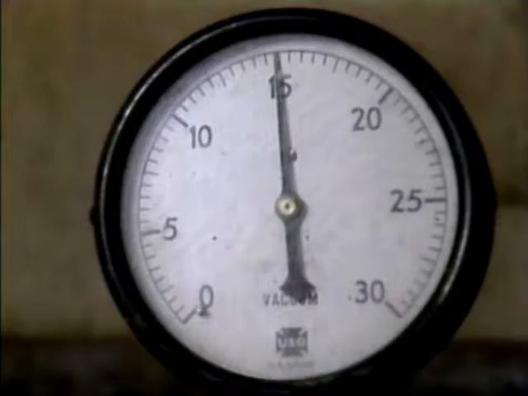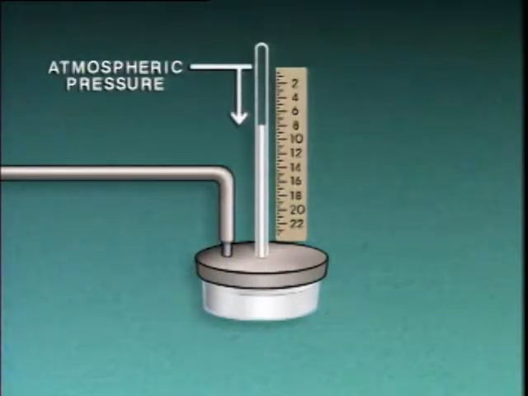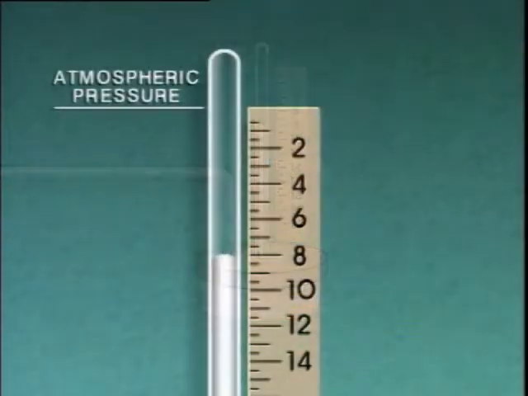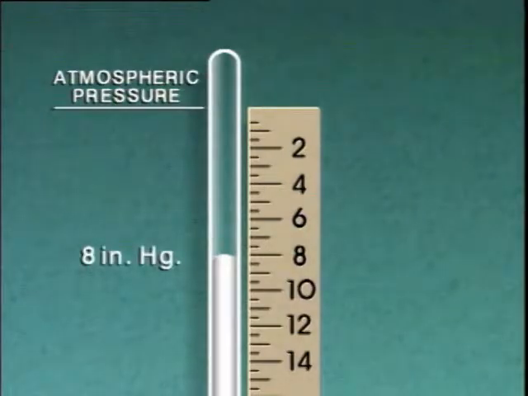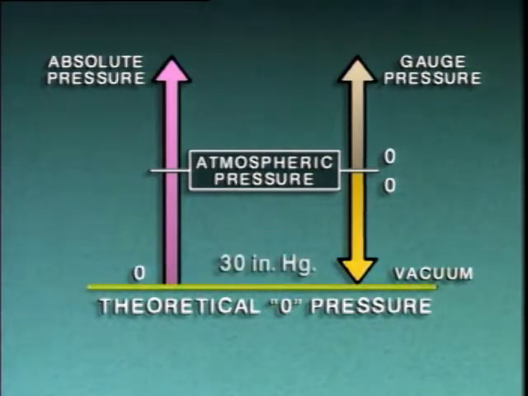On vacuum gauges, vacuum is often indicated in inches of mercury. This refers to the level of mercury in a vertical column measured downward from a level representing atmospheric pressure. In other words, if the level of mercury is 8 inches below the level representing atmospheric pressure, then the amount of vacuum is 8 inches of mercury, sometimes abbreviated inches Hg. If theoretical zero pressure, or a condition of perfect vacuum, could be reached, it would have a value of approximately 30 inches of mercury vacuum.